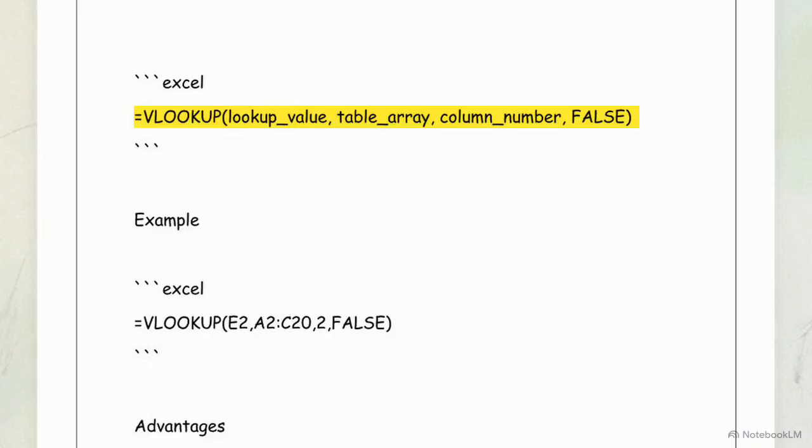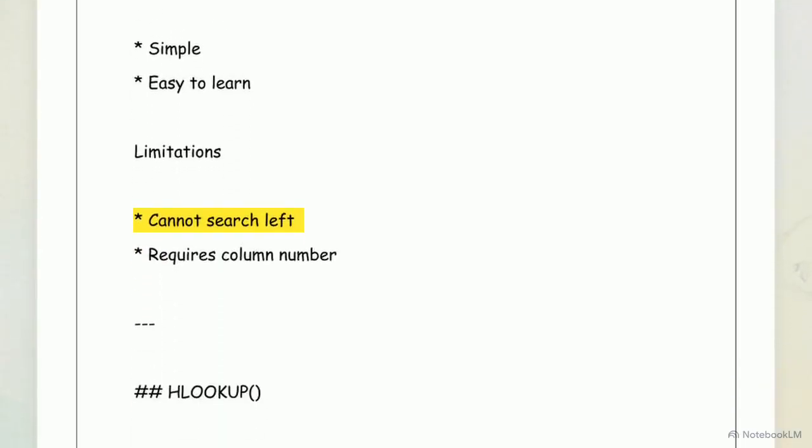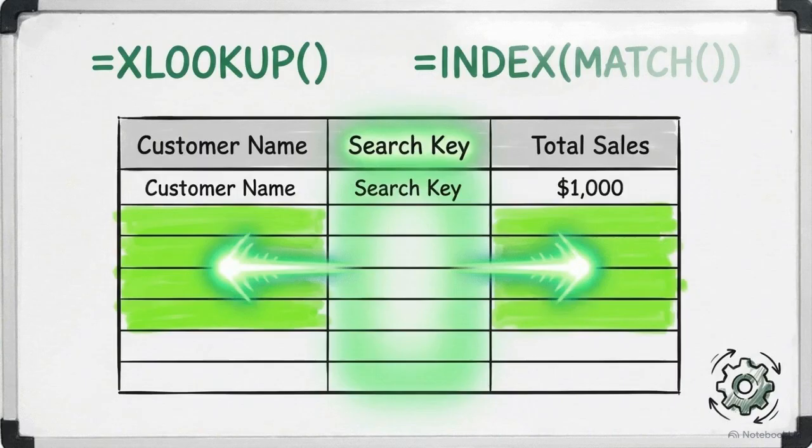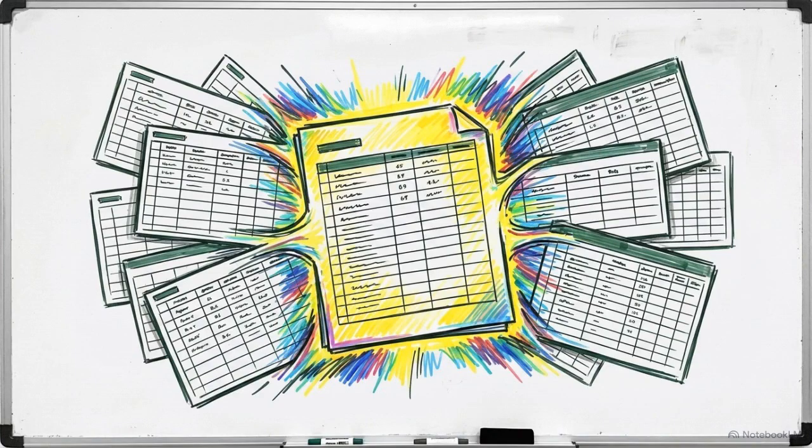This is the syntax for VLOOKUP, which searches vertically to match an ID. However, it is restricted by its architecture. It can only search from left to right across columns. Modern alternatives like XLOOKUP and the INDEX MATCH combination overcome these directional limitations, allowing the analyst to retrieve data from any column relative to the search value. Data transformation is what finally connects isolated spreadsheet tabs into a unified relational story.